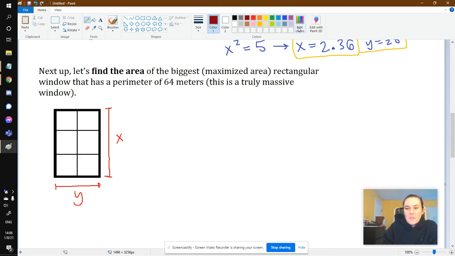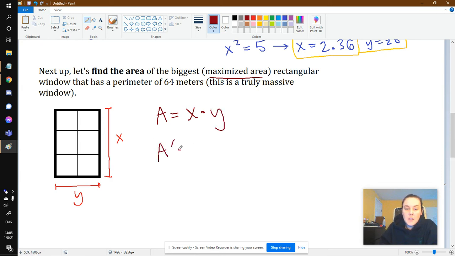Here is something that looks like the second question. Next up, we're going to find the area of the biggest rectangular window that has a perimeter of 64 meters. Huge window. Truly massive. The biggest meaning we want to maximize the area. Okay, so we're going to find an equation. If we want to maximize area, we have to find an area equation. That's just x times y.